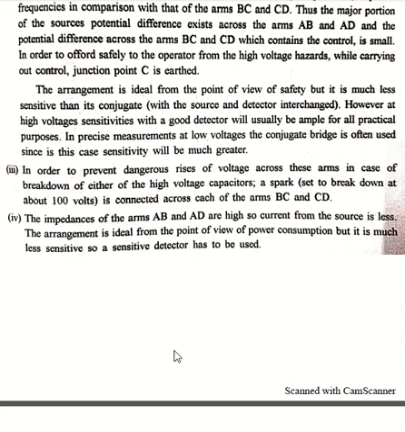Now, in order to prevent a dangerous rise of voltage across these arms in case of breakdown of either of the high voltage capacitors, a spark gap is connected across each arm BC and CD. The impedances of arms AB and AD are high, so the current from the source is less. The arrangement is ideal from the point of view of power consumption, but it is of much less sensitivity. So high sensitivity detectors are used in place of the normal detectors we have used in our previous AC bridges.